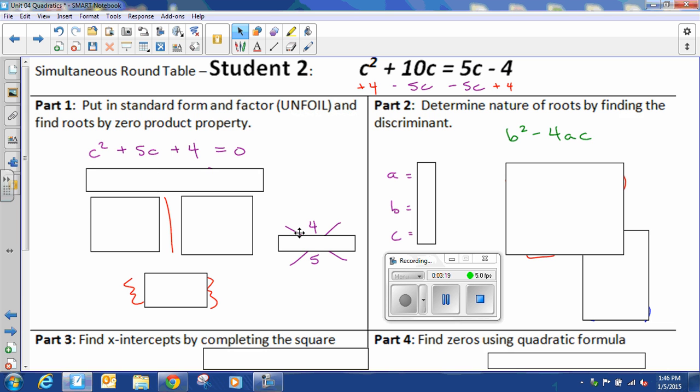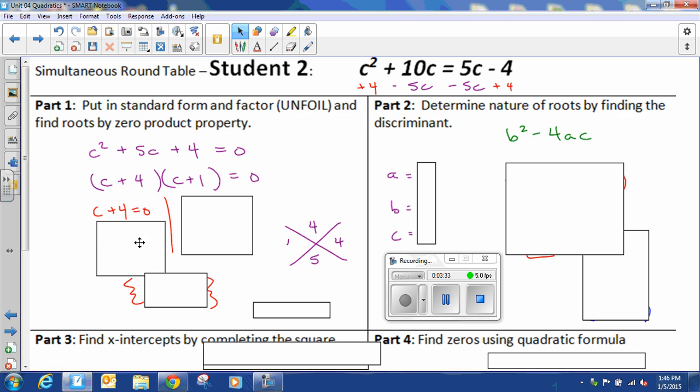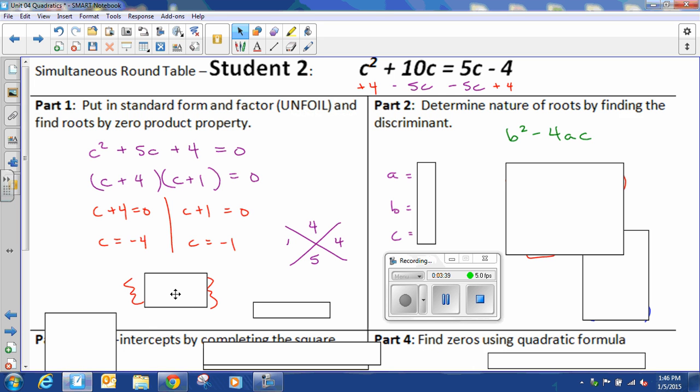So let's solve this by the factoring method. We need to find what two numbers multiply to give me 4 that add to 5. That's 1 and 4. So therefore, when we factor this trinomial, we end up with c plus 4 times c plus 1 equals 0. Setting both binomials equal to 0, we end up with c equals negative 4 and c equals negative 1. So our solution set is negative 4 and negative 1.